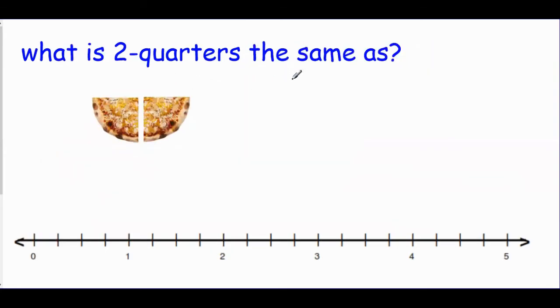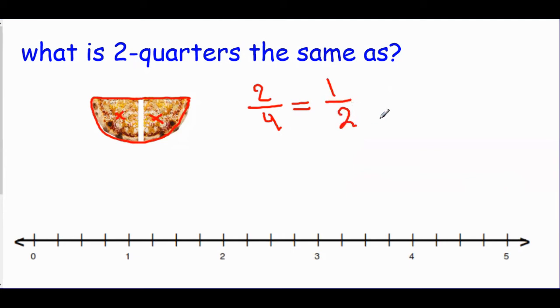What is 2 quarters the same as? If you look here, I have these 2 quarters. If I put them together, I will see half of a pizza. So 2 quarters is the same as half of a pizza.